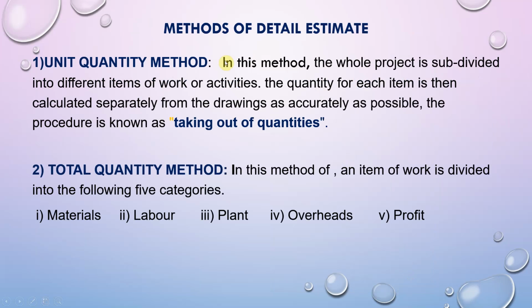So let us study the methods of detailed estimate. The first method is the unit quantity method. In this method the whole project is subdivided into different items of work or activities. The quantity for each item is then calculated separately from the drawings as accurately as possible, and the procedure is known as taking out quantities. In the second method, that is the total quantity method, the item of work is divided into the following 5 categories: number 1 material, number 2 labor, number 3 plant, number 4 overheads and number 5 profit.